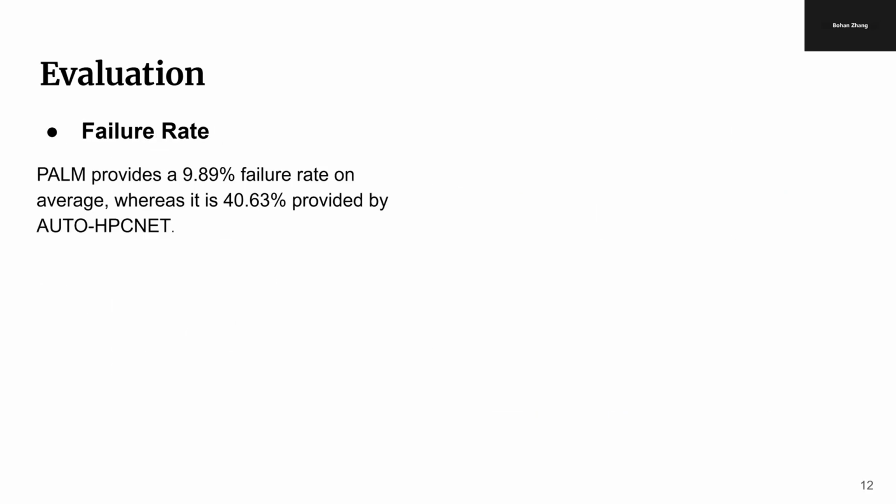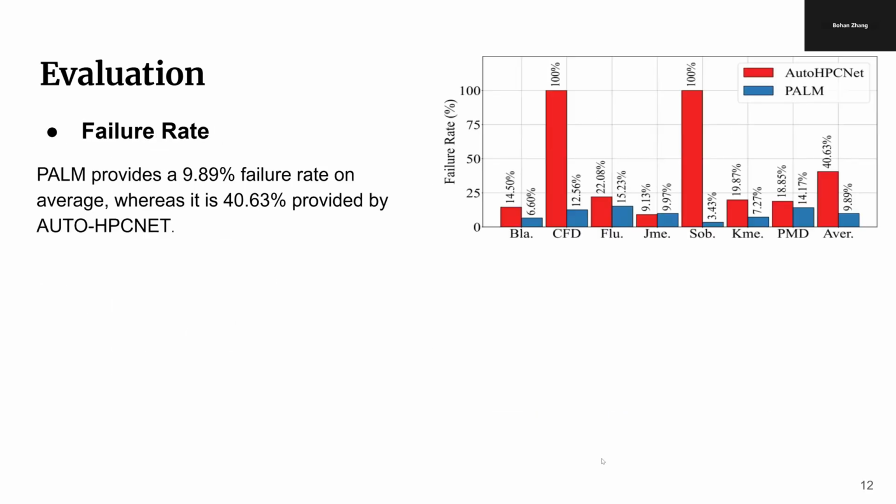Here are the main results. The top chart is the failure rate. The red is AutoHPCnet, blue is PALM. On average, PALM reduced the failure rate from 40.6% to 9.9%. And look at the cases that completely broke the baseline, CFD and Sobel, both at 100% failure rate, which dropped to roughly 12% and 3%. Those are exactly the branch divergence and constraint problems that PALM was designed to fix.